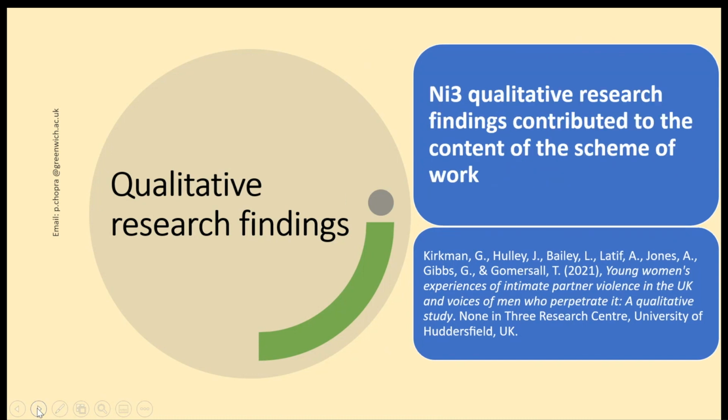The None-in-3 qualitative research findings contributed to the content of the scheme of work. For example, exploring warning signs for an unhealthy, abusive relationship shaped the aims and activities for developing critical awareness of different types of perpetrator behaviors.